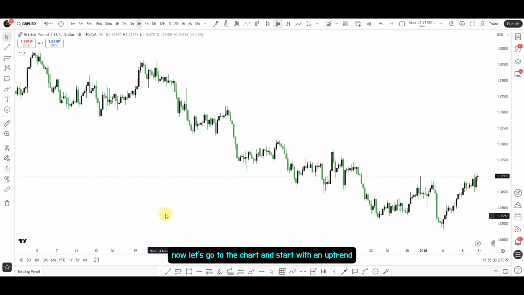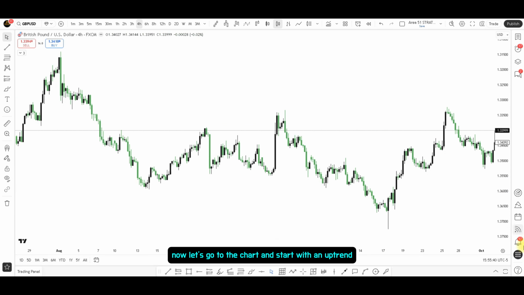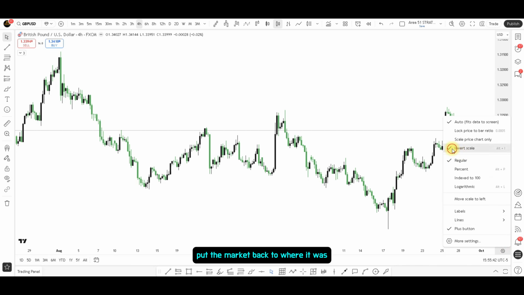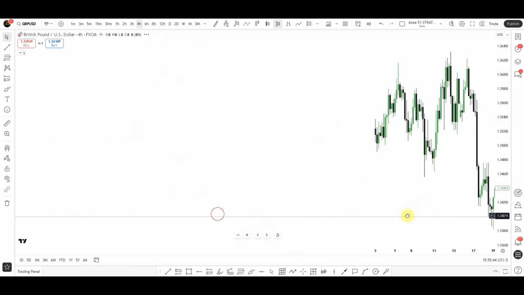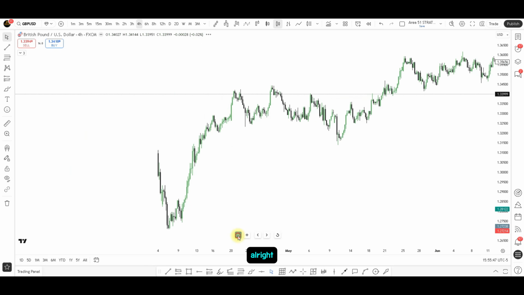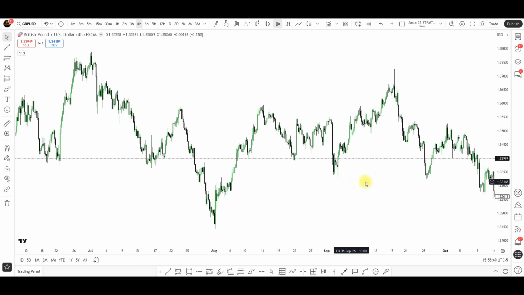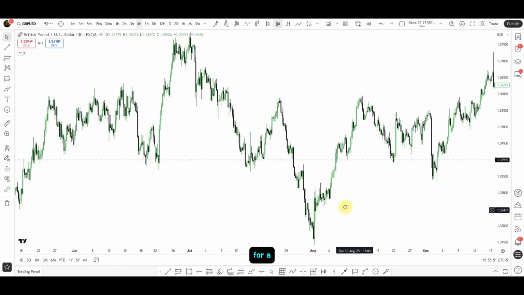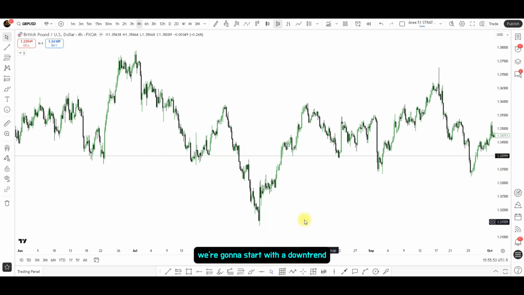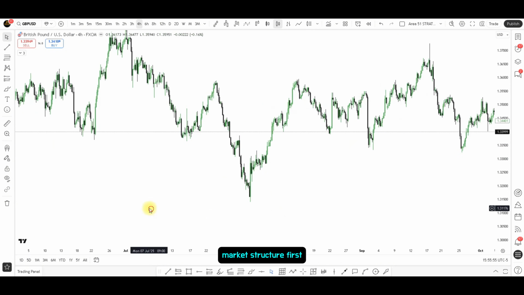Now let's go to the chart and start with an uptrend. Put the market back to where it was. All right, we're going to start with a downtrend market structure first.